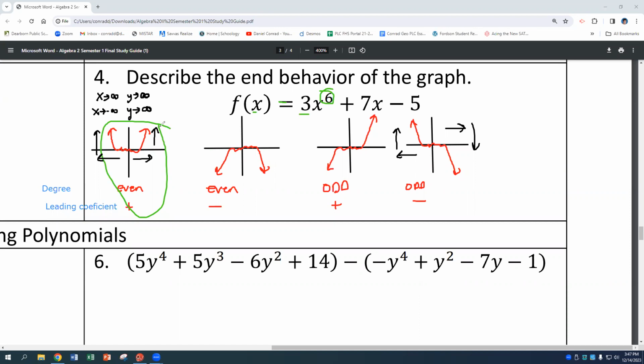Okay, so as we go right, we go up. As we go left, we also go up. So there's our answer. That's our end behavior.